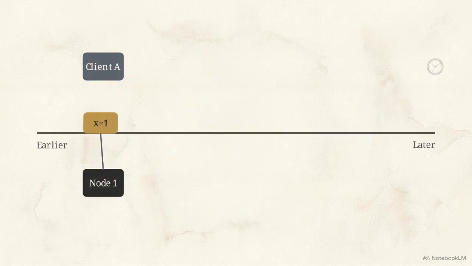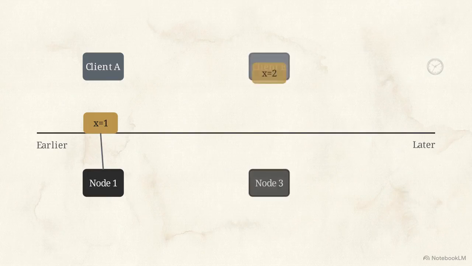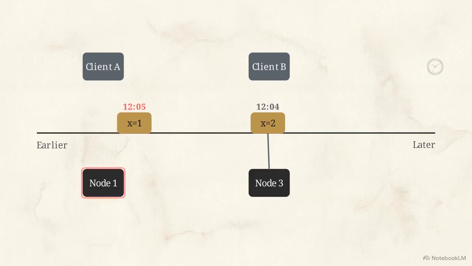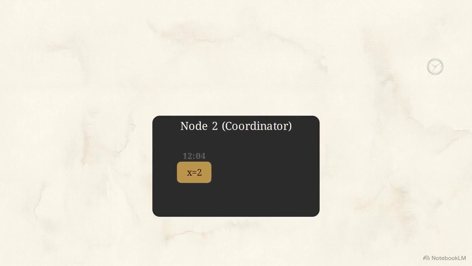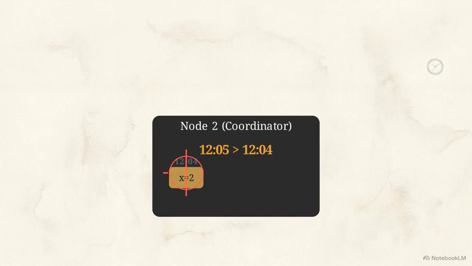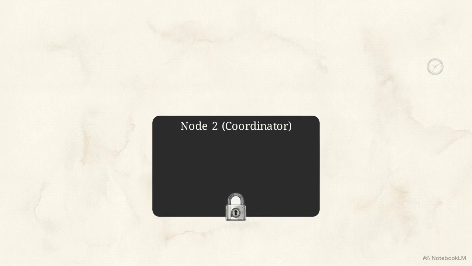Client A writes an update to Node 1. A moment later, Client B writes a newer update to Node 3. Node 1 has a quartz clock that is running slightly fast. It stamps Client A's older update with a timestamp that technically occurs in the future. Causality is inverted. When Node 2 receives both writes, it applies a rule called last write wins. It accepts the older data because of the skewed timestamp, permanently deleting Client B's actual recent update without triggering an error.